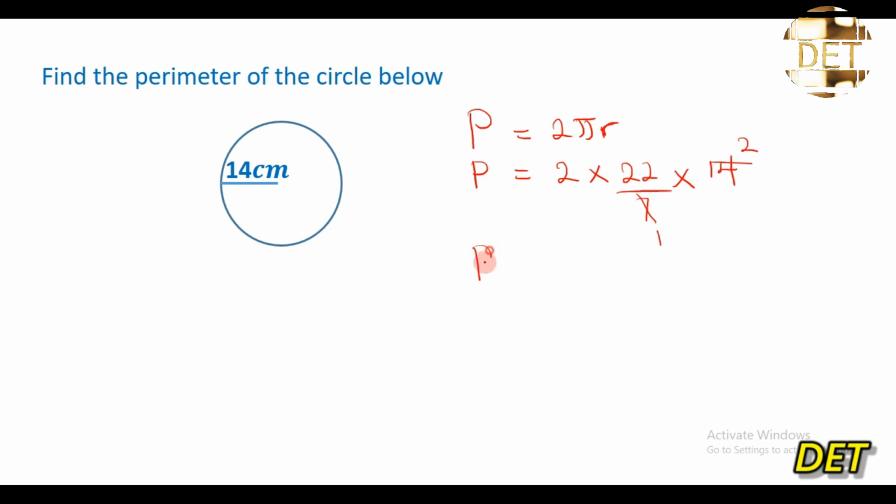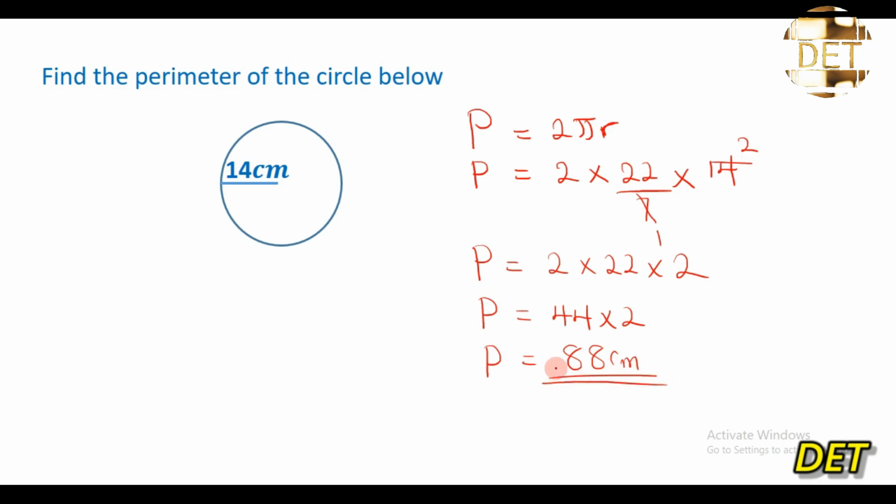So my perimeter will be equal to 2 times 22 times 2. So 2 times 22 will give me what? 44. So my perimeter will be equal to 44 times 2. So 44 times 2 will give me what? 88. So my perimeter will be equal to 88 centimeters, right? So what that tells you is that the distance around this circle is what? 88 centimeters.